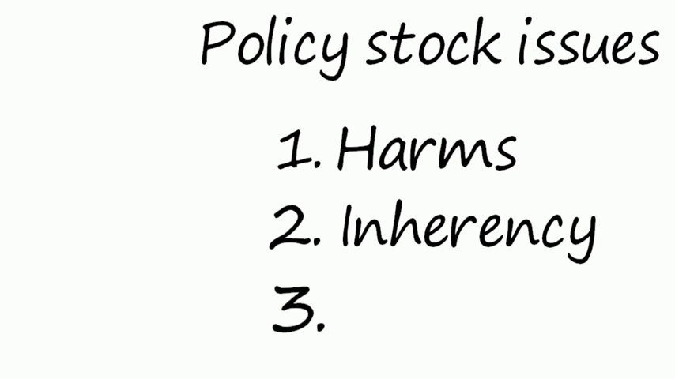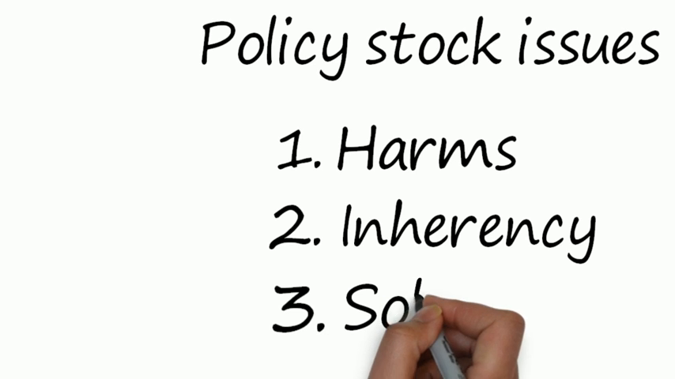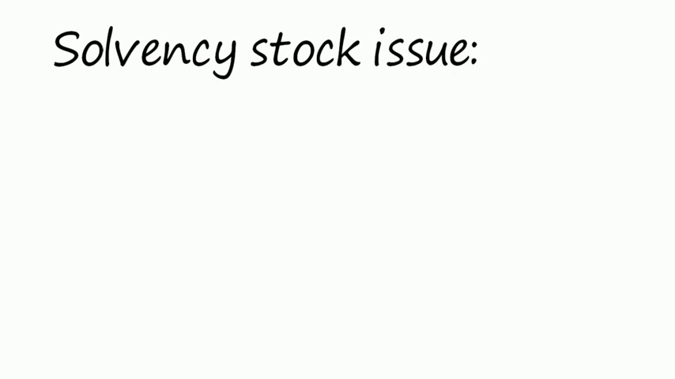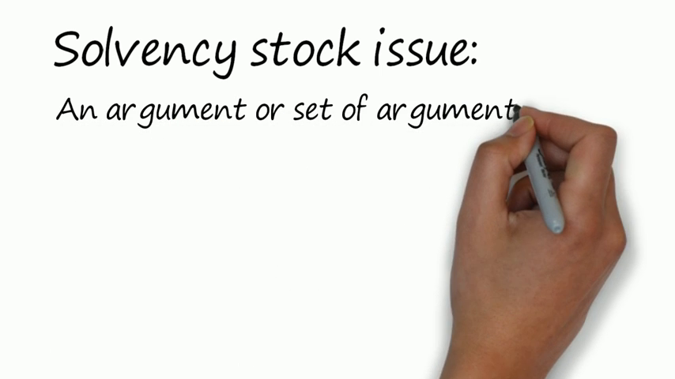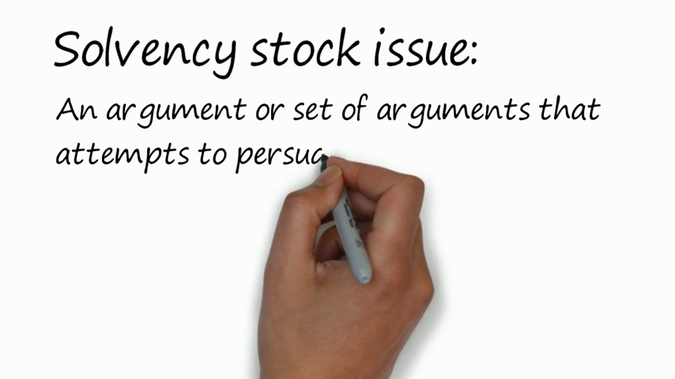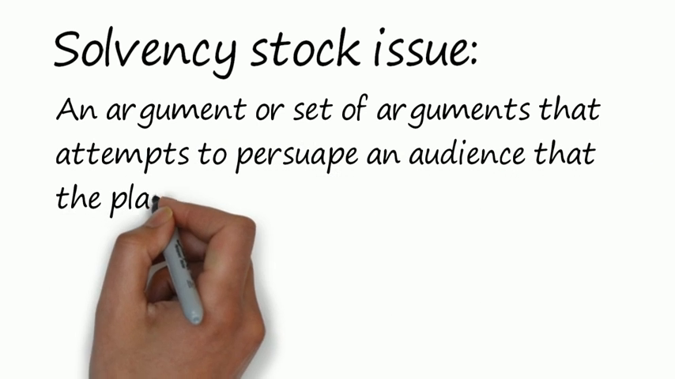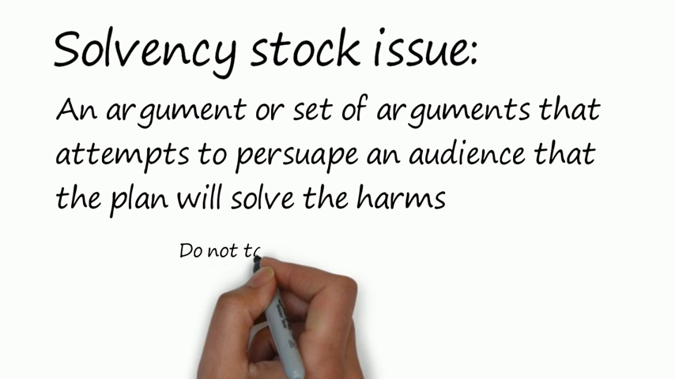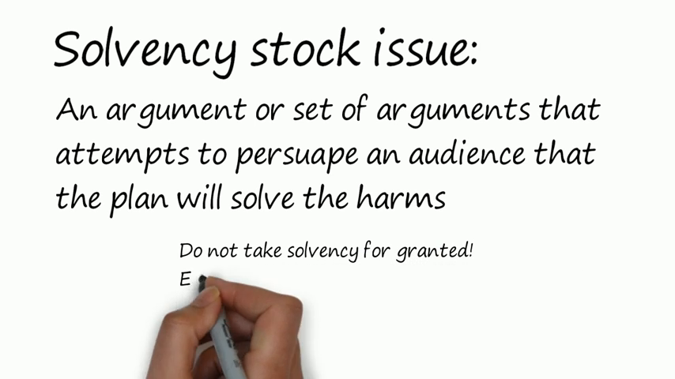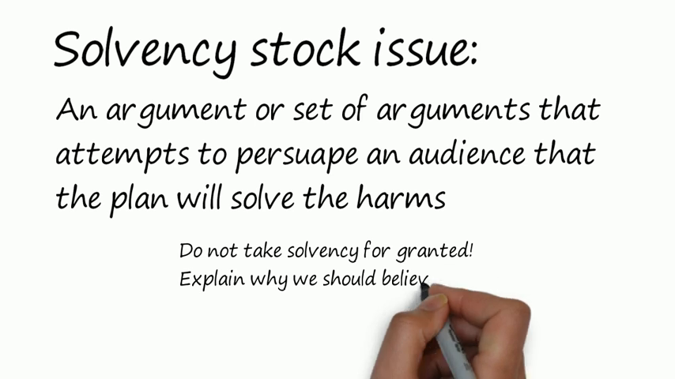For the final stock issue for policy cases, we can ask why the proposal will solve the problems. This question gives rise to the solvency stock issue. Solvency is an argument or set of arguments that the proposed plan will solve the harms. While this sounds easy, some debaters take this stock issue for granted, as if identifying harms and inherency is all you need in order to justify a plan. But many plans with the best of intentions fail. In fact, solvency arguments are one of the most popular on-case arguments in debates. So, put some energy into this stock issue.